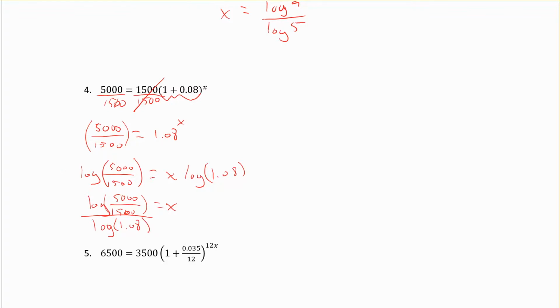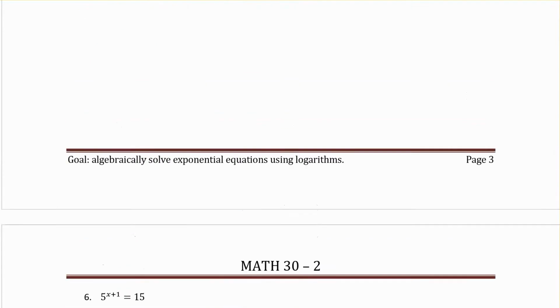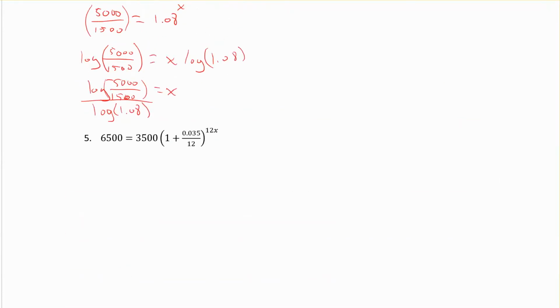I also could have just written this as a decimal. I could have went 5,000 divided by 1,500 right off the bat and just figured out what that number was. But this also works. I just kind of want to show you could do either one. Okay, and then I'm going to let you guys go through and do number 5.